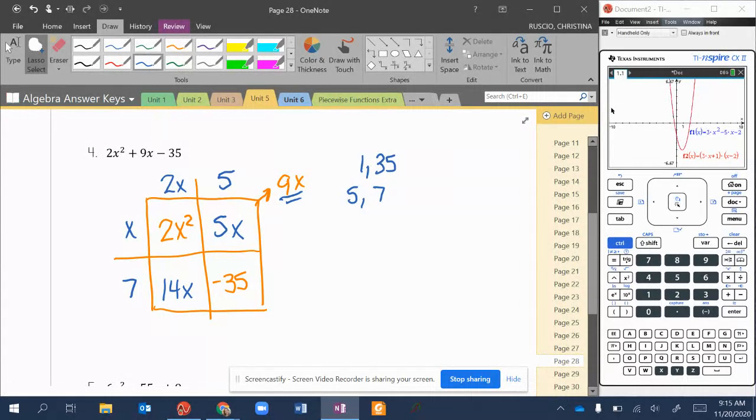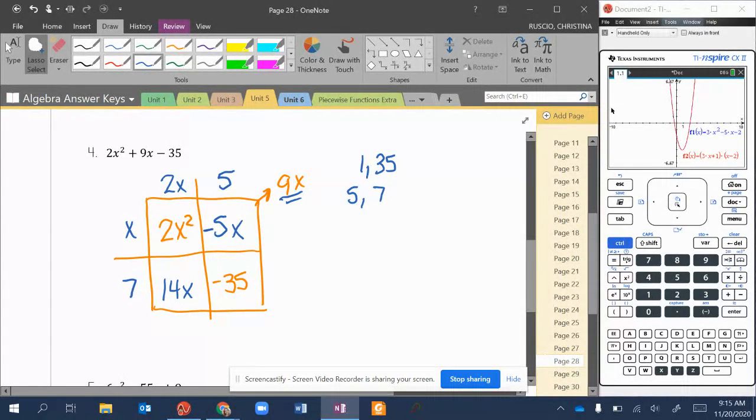What about 14x minus 5x? Well, that works. And wait a minute, if I make this negative, that has to be negative. And are you guys seeing what I'm seeing? 7 times negative 5 is negative 35. So I think that we found our two factors: 2x minus 5 and x plus 7.